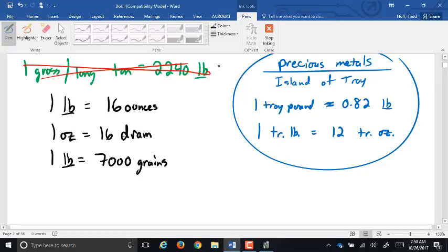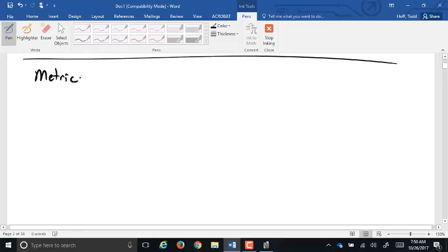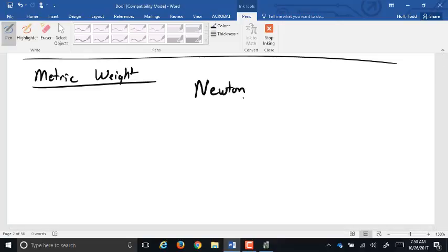Precious metals is actually a decent investment these days. Know that it's different units than what you're used to working with. Metric. In the metric system, we tend to focus on mass. So I'm going to start out talking briefly about metric weight. The unit of weight or force in the metric system is the Newton. The Newton's actually a pretty small unit. 1 kilogram is about 9.8 newtons.